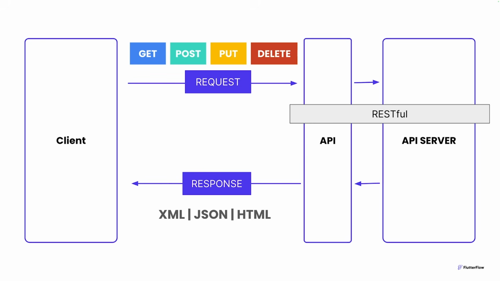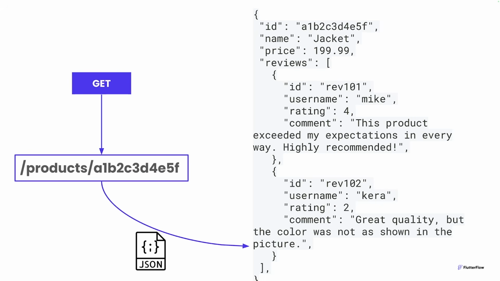APIs return data in different formats, but the typical format is JSON. Let's take a look at JSON. JSON is a lightweight data interchange format that's easy for humans to read and write, and for machines to parse and generate. Here's an example of fetching data from an API using a GET request. This code snippet demonstrates how to send a request and handle the response in your application.